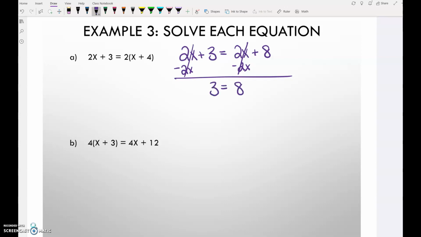When we subtracted 2x, it made the variables cancel on both sides of the equation. And what we're left with is 3 equals 8. Does 3 actually equal 8? No, this is a false statement. If your variables all cancel and you're left with a false statement, your answer is no solutions.